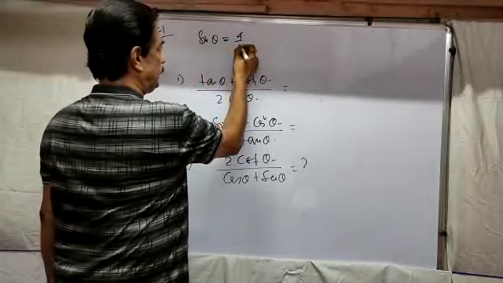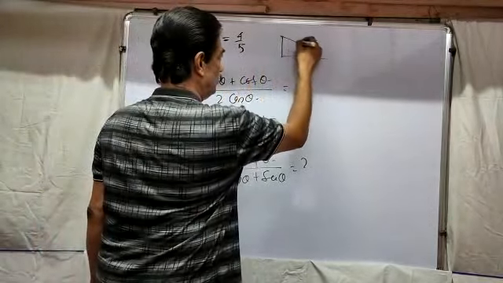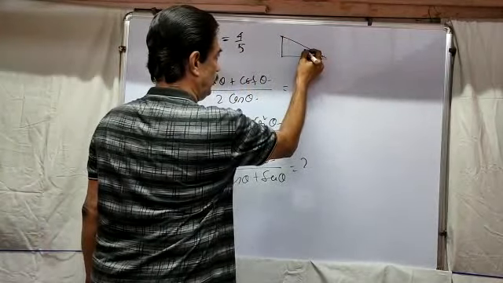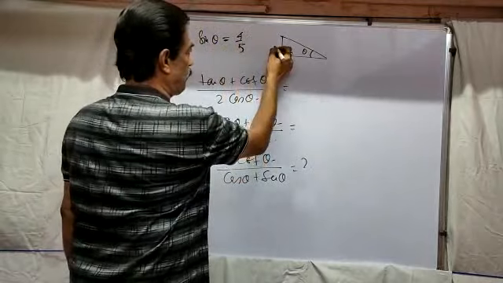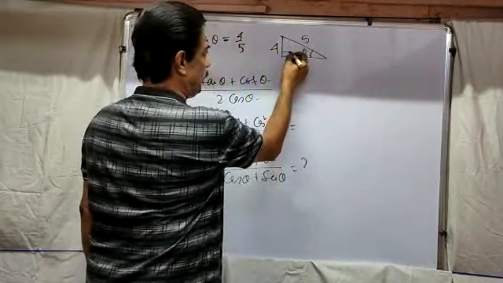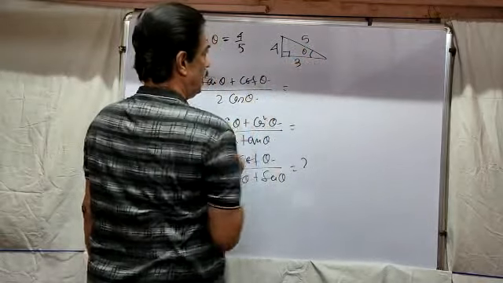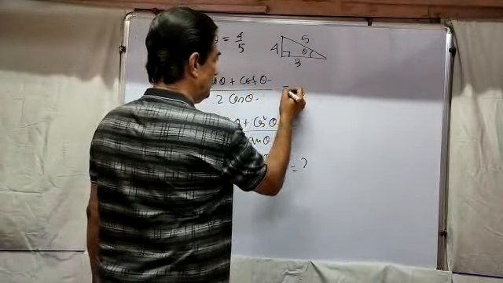Now when sin theta equal to 4 by 5, we only draw one triangle. This angle will be theta. Sin theta equal to perpendicular by hypotenuse. So perpendicular is 4 and hypotenuse is 5. Using Pythagoras theorem, you can find the value of base, which is 3. Now you know perpendicular, hypotenuse and base, and you can put them in directly.